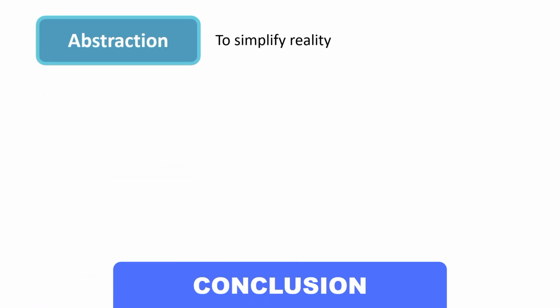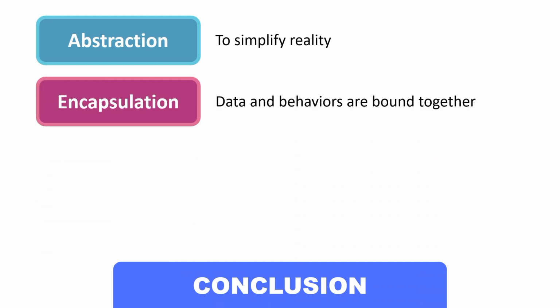To recap the fundamental concepts of object-oriented programming, abstraction means simplifying the reality and focusing only on the data and processes that are relevant to the application being built. Encapsulation means that data and the actions that manipulate those data are bound together and their complexity is hidden.